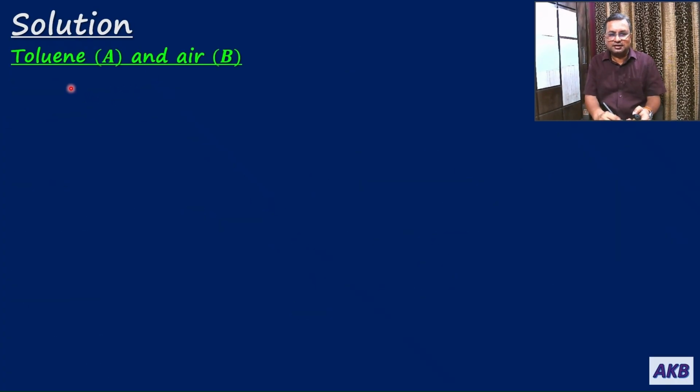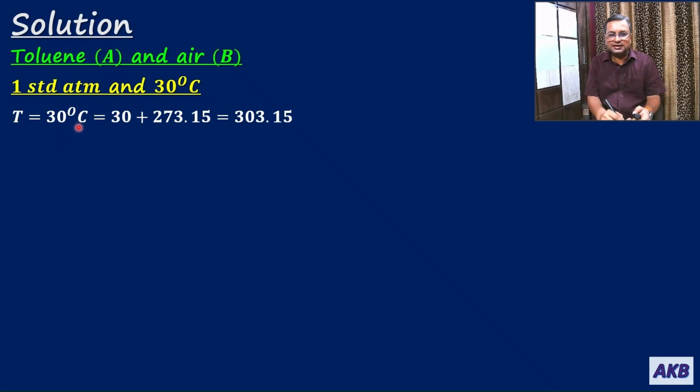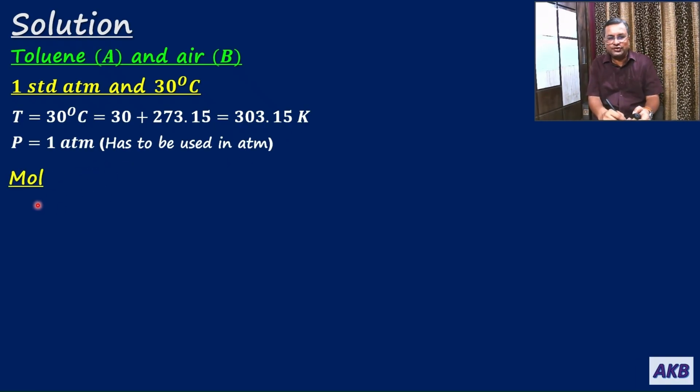The next gas mixture is toluene and air. Toluene I am going to denote by A and air I am going to denote by capital B. So we are supposed to get the diffusion coefficient at 1 standard atmosphere and 30 degrees Celsius. So T in this case is 30 degrees Celsius, which is 30 plus 273.15, that is 303.15 Kelvin. Pressure is 1 atmosphere. We need it in atmosphere.